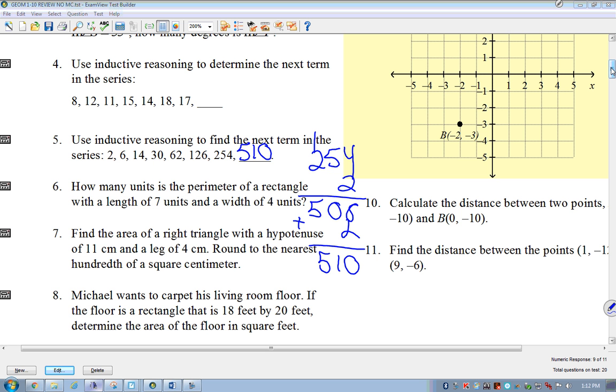So on those, it's really a matter of finding the pattern and then using that pattern to find the next number. You guys have missed at least 2 of those, so I'm hoping that by addressing this, you will be in better shape tomorrow. All right, that was number 5.